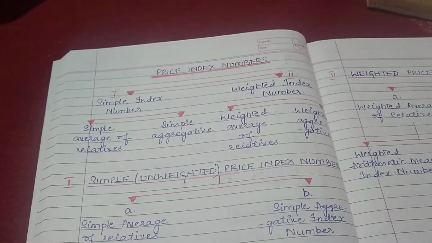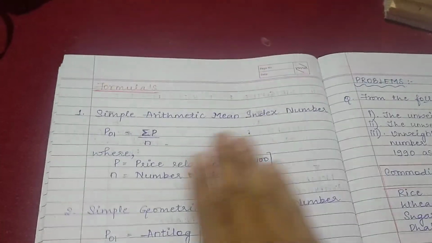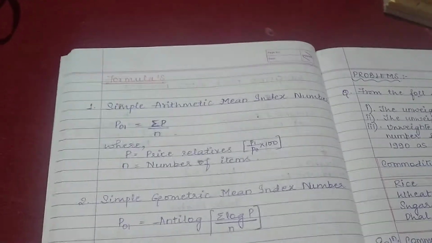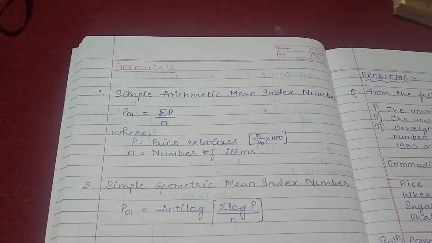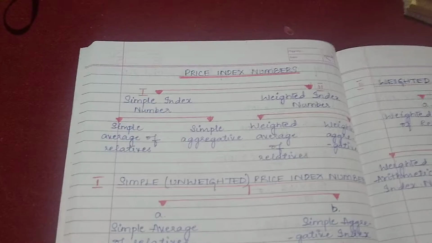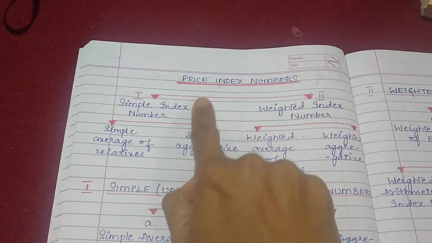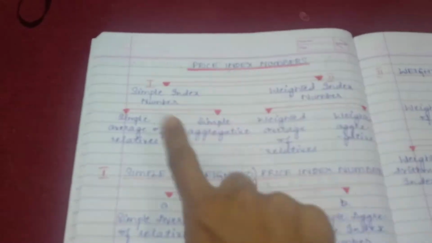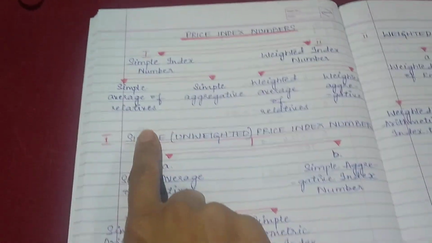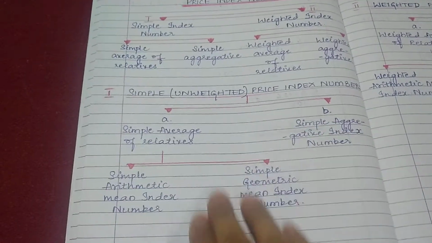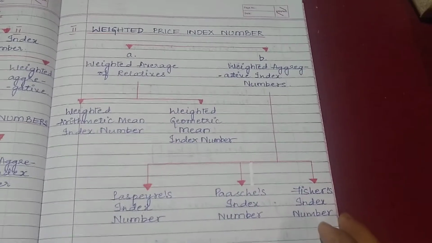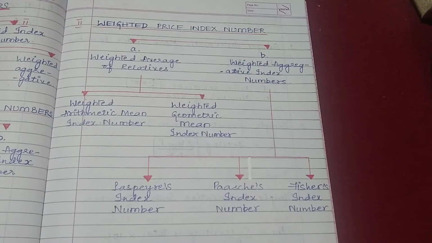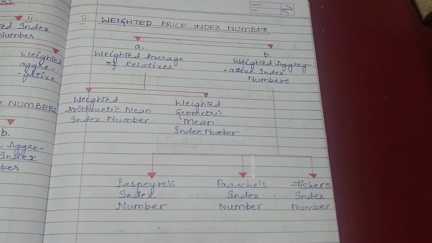Now let us see what the formulas are. I will send you a picture of it, and you have to write the same way. You will give a side heading, price index number. You will write this table. After writing that table, you write the first part of it, and the second part is written here. This comes under the price index numbers.